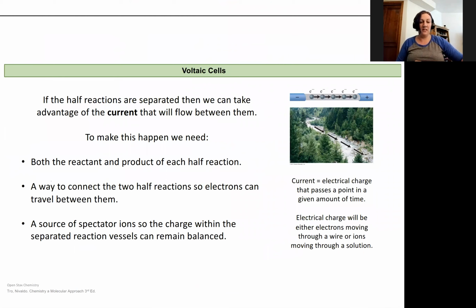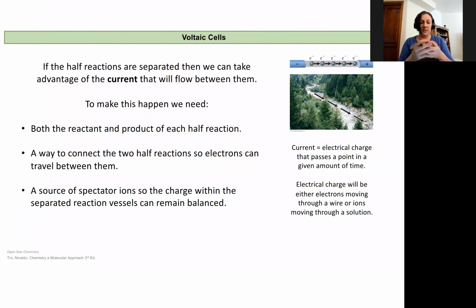If we have these two half reactions occurring together, we'll see this redox reaction take place in a solid form. But if we were able to separate the two half reactions, we could take advantage of a current that would flow between the two. That current is the electrical charge, which for us is electrons moving through a wire or ions moving through a solution. In our picture we just looked at, we were seeing electrical current as ions moving through the solution.